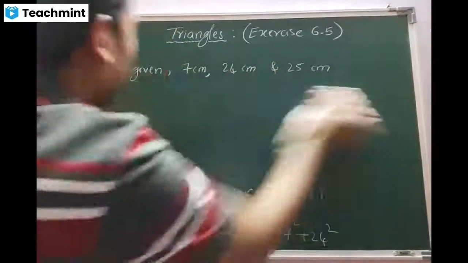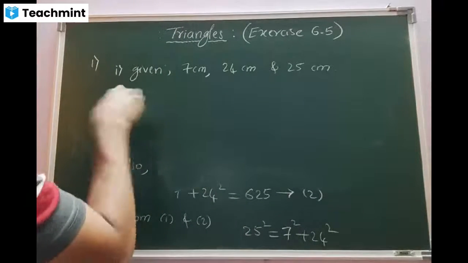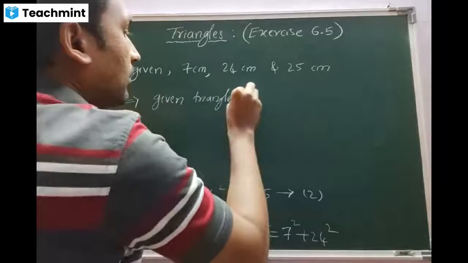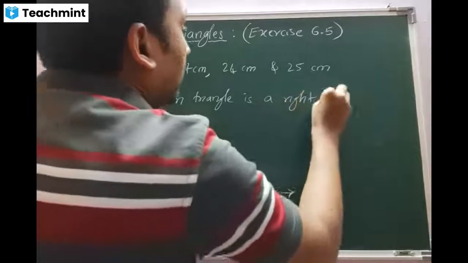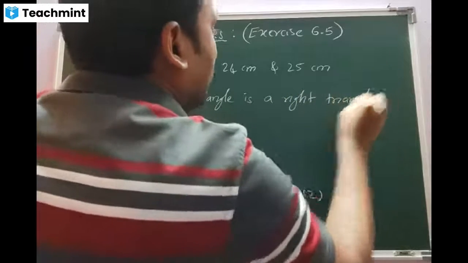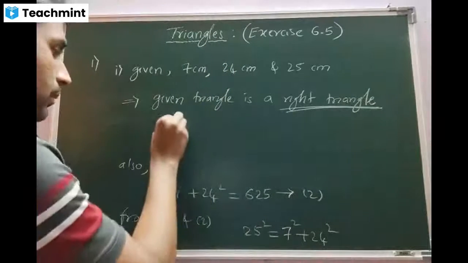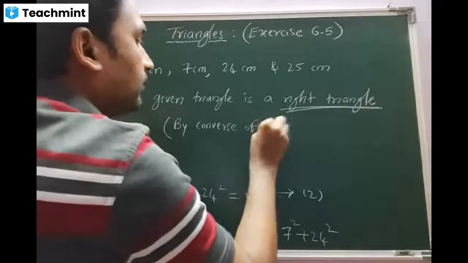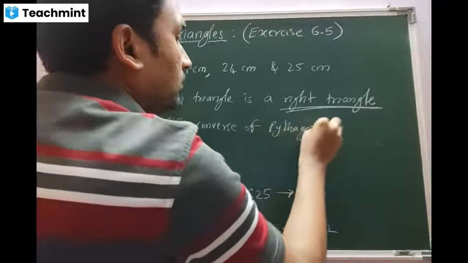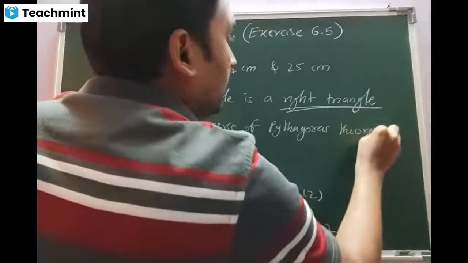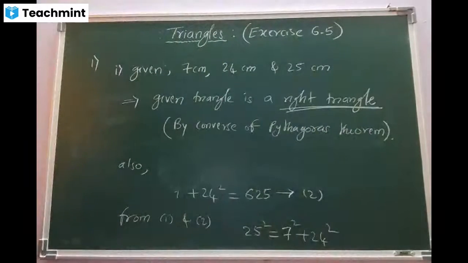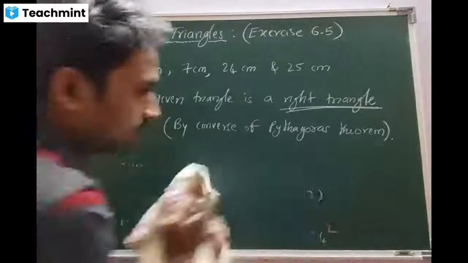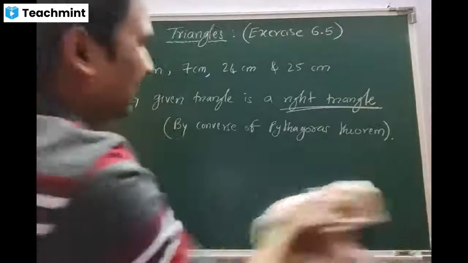Now the conclusion sentence. This implies given triangle is a right triangle. Beta, in the bracket write the reason: by converse of Pythagoras theorem. This is the final statement. Conclusion. So, in simple words, is it Zindabad or Murdabad? Zindabad, sir. Fine, beta.